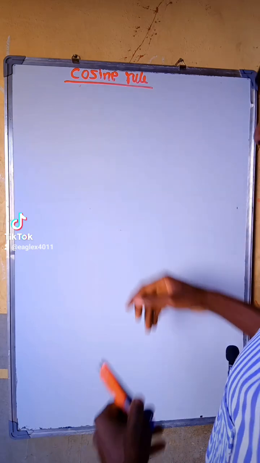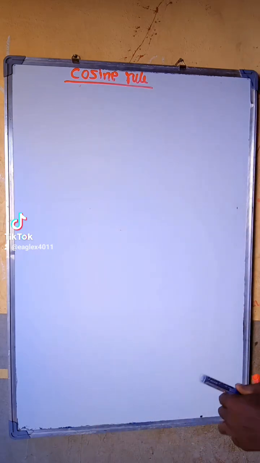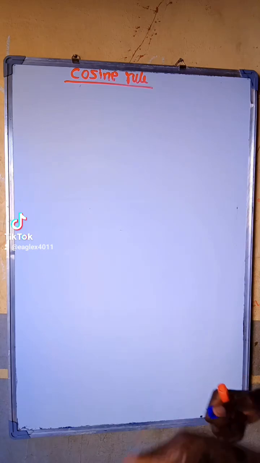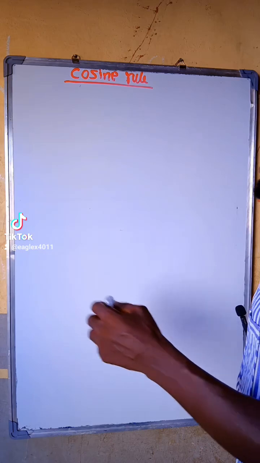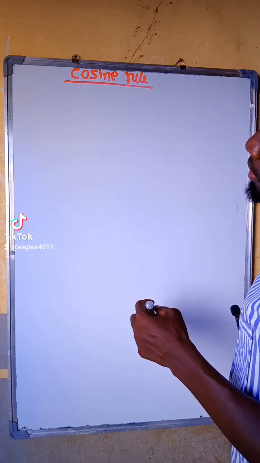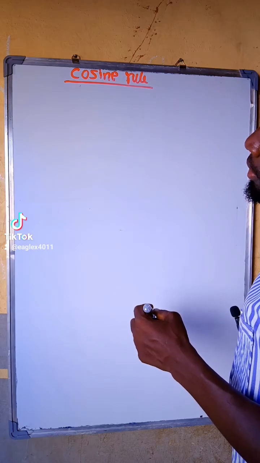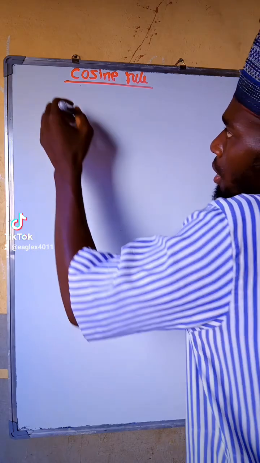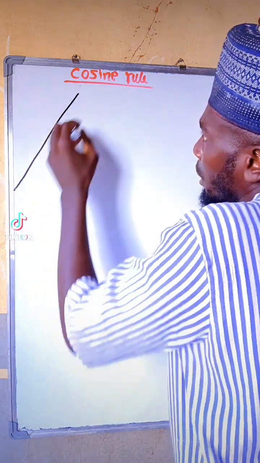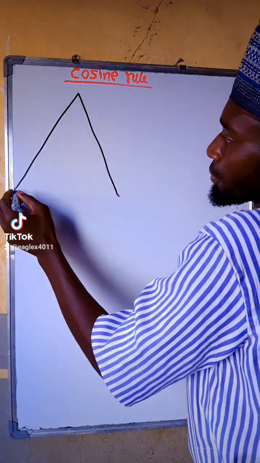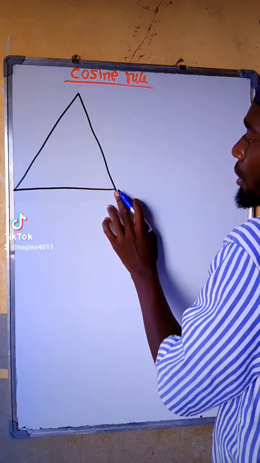Today we are going to look at how the cosine rule came into existence. To derive the cosine rule, we must create a triangle that is not a right-angle triangle. Let's assume we have our triangle like this.